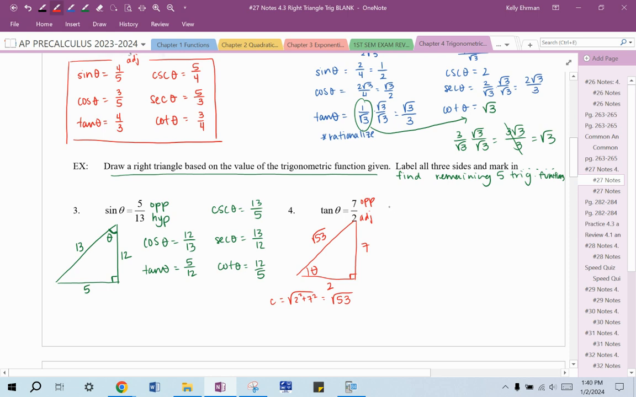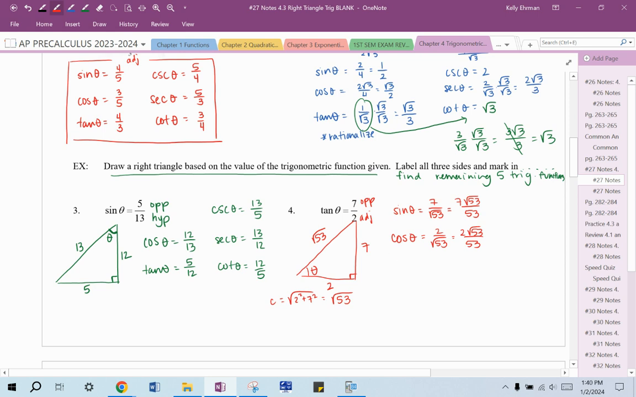Okay, so we have tangent. I always like to write these out in the same order, so I'm going to go sine first. Sine is 7 over radical 53. If you rationalize that, you get 7 radical 53 over 53. Remember, you do need to rationalize. Cosine theta is 2 over radical 53, which becomes 2 radical 53 over 53.